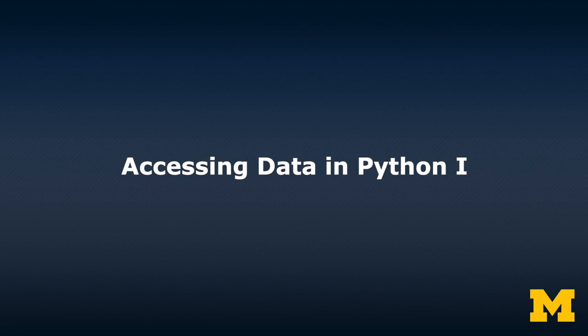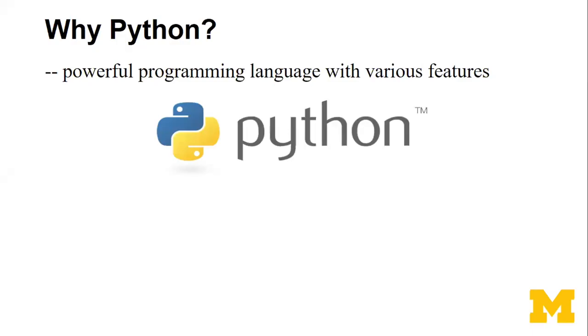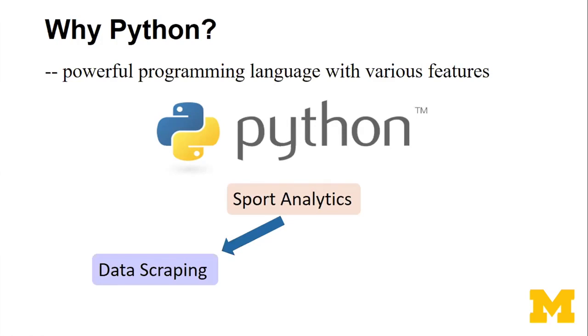As a first step, it is important to understand why we will use Python to do sports analytics. Python is a powerful programming language with various features. Python is developed under an open source license, and therefore it is free for anyone to use, even commercially. Python is particularly useful in web data scraping. There are a lot of sports data that are publicly available on the internet, and we can use Python to download this data in a very efficient manner.